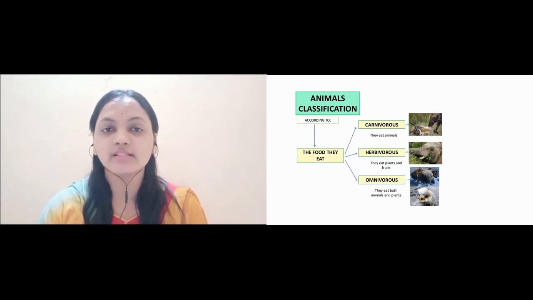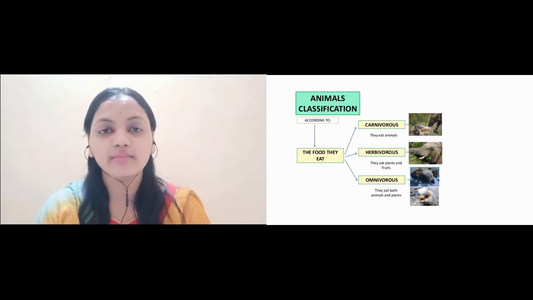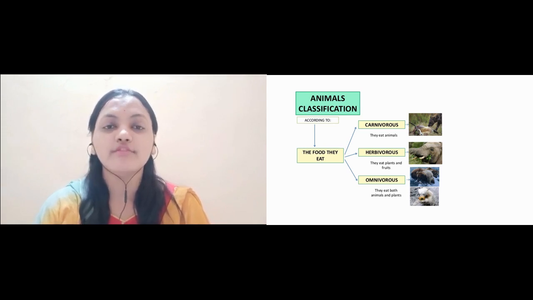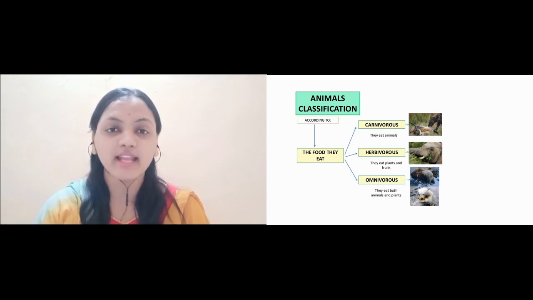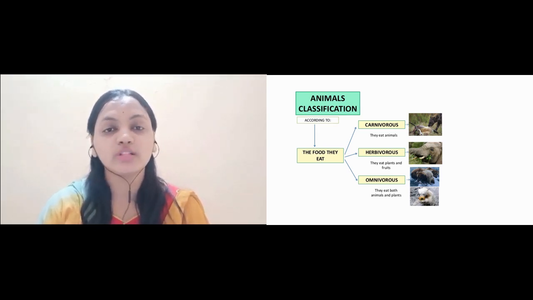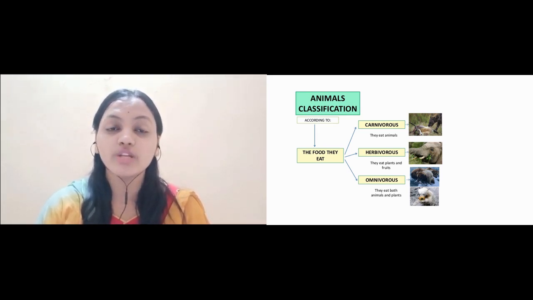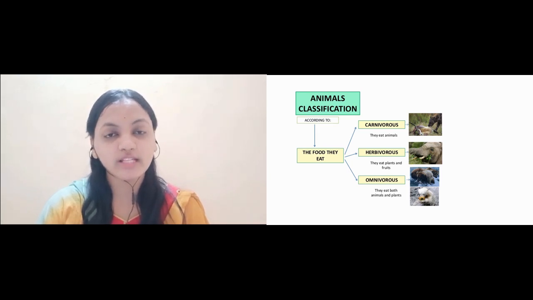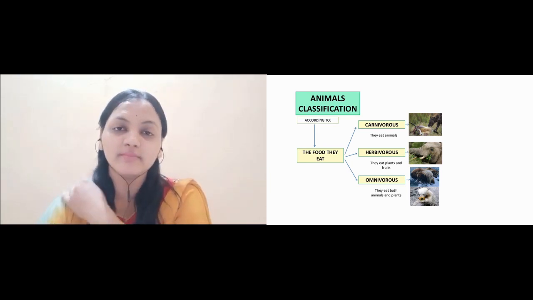The first category of animals are those which eat only plants and plant products. The second category of animals are those which eat only animals and animal products. And the third category of animals eat both plants as well as animals. So we are going to name them according to their eating habits. So let us name them.